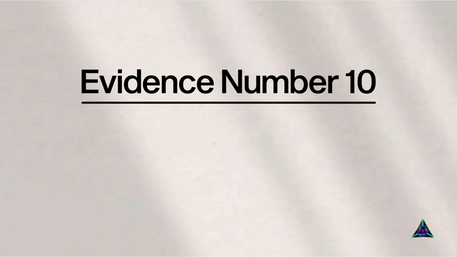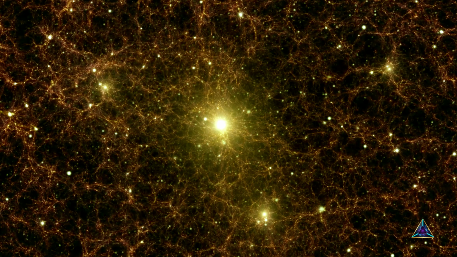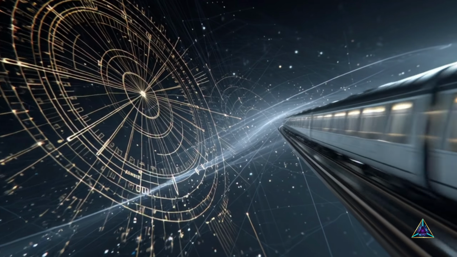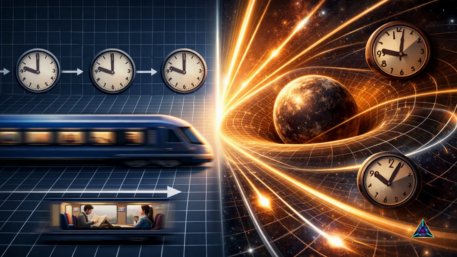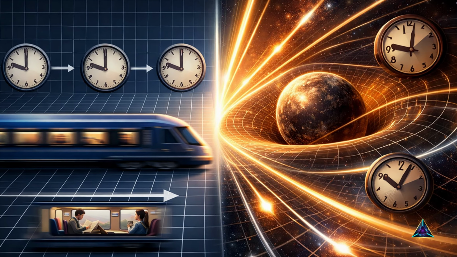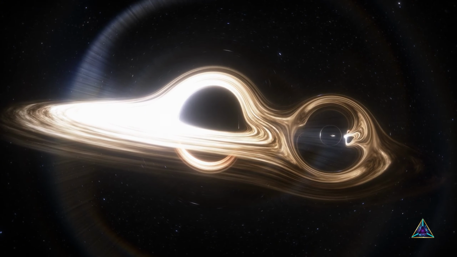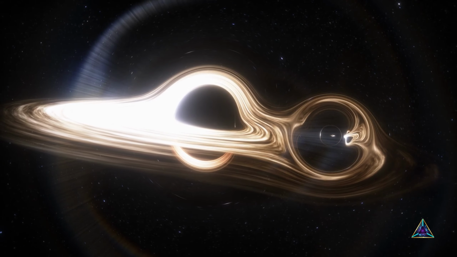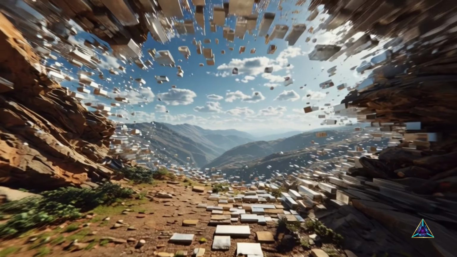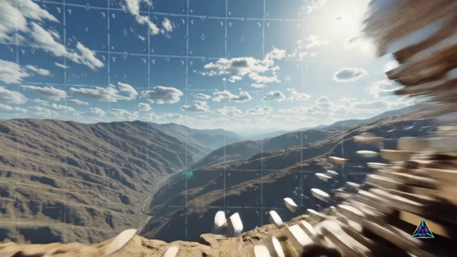Evidence number 10. Reality breaks down at the extremes. Look too far into space and Einstein's relativity breaks classical physics. Look too small at quantum scales and particles stop behaving logically. Combine the two in black holes or the Big Bang, and mathematics itself collapses into infinities and singularities. It's as if we're reaching the edge of the map, the boundaries where the code wasn't designed to function.